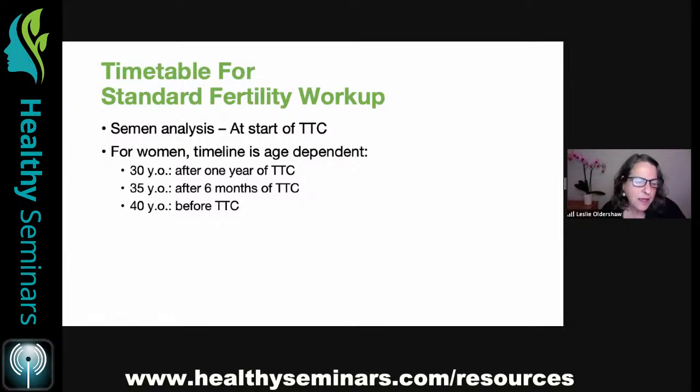And the thing to bear in mind with this particular slide is that the general idea is that you wait for a year of trying to conceive before you get your workup done. And most of our patients that come in, depending on who they've seen so far, if they've only been going to their primary care doctor or their OB-GYN, their gynecologist, they may be 38 or 39 and their gynecologist is saying, wait a year and then we'll start testing.